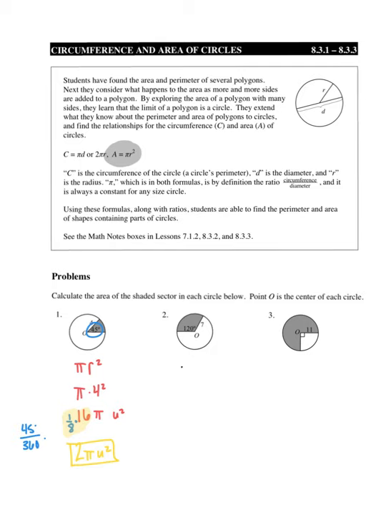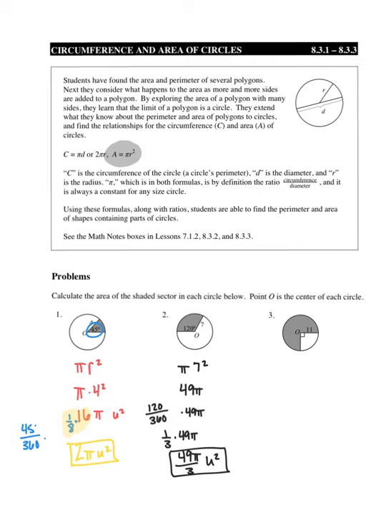Okay, looking at the second one, I would do pi r squared for the entire circle, but I want 120/360ths of that circle, or 1/3. To leave this in exact form, I would just write that as 49 pi all over 3 square units.